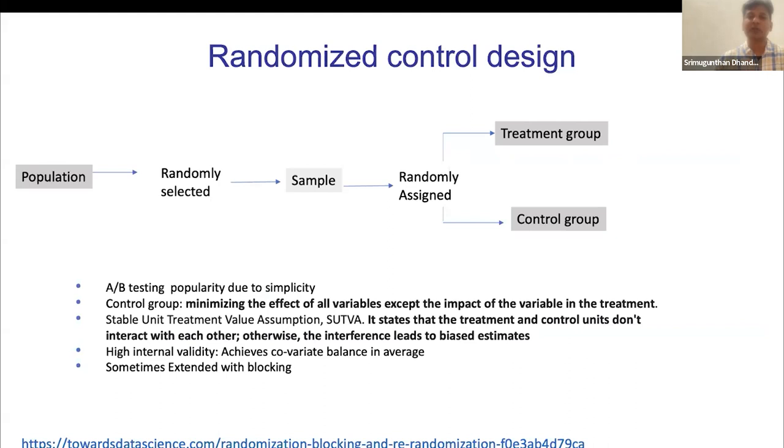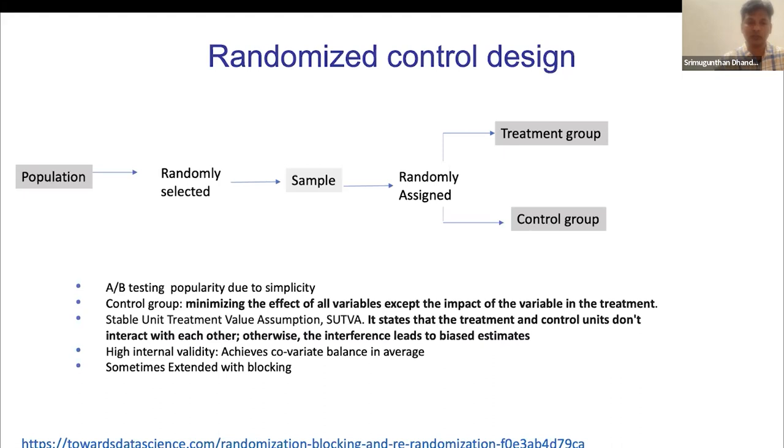So you can see, from what we discussed, why the control group is actually necessary, because it is minimizing the effect of all other variables except the impact of the variable in the treatment. So that is why we have it. And also you can see why randomization is important. Although we have these several designs, we always go for this A/B testing because of its simplicity, and it is possible with this simple design itself to achieve high internal validity. Internal validity means that the effect of any other extraneous variables or covariates can be balanced. It is not 100%, but it is possible to achieve high internal validity.